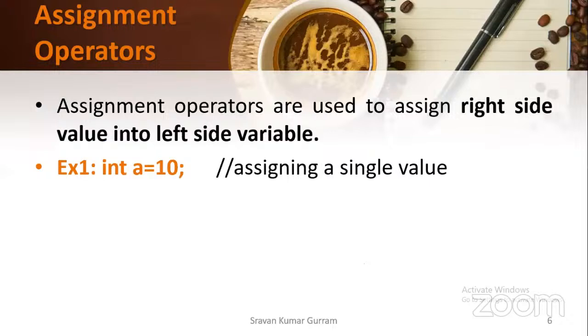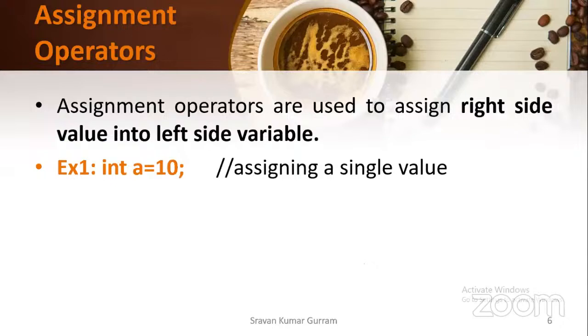If you want to assign a single value, you can assign it with the help of the assignment operator. We are writing is equal to. Generally in maths, we use the word is equal to, but here we should not use that word. Is equal to has a different meaning. Already I have shown you. If you write it two times, that is called the is equal to operator.